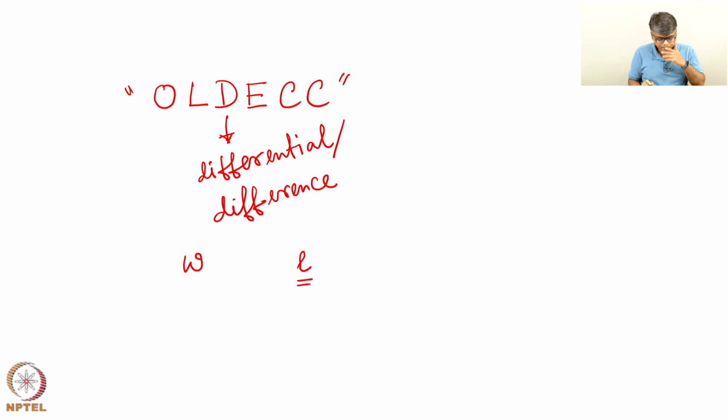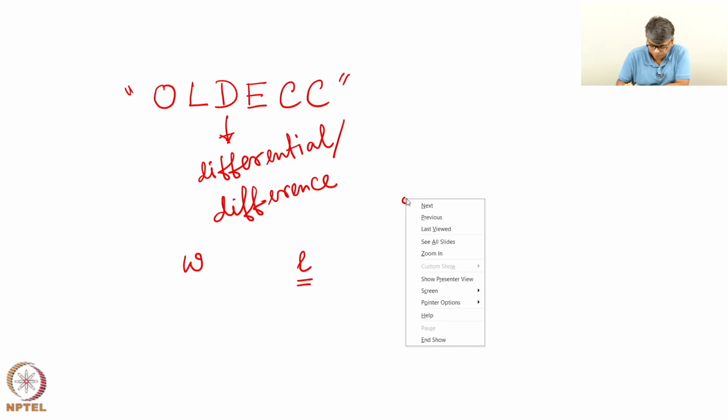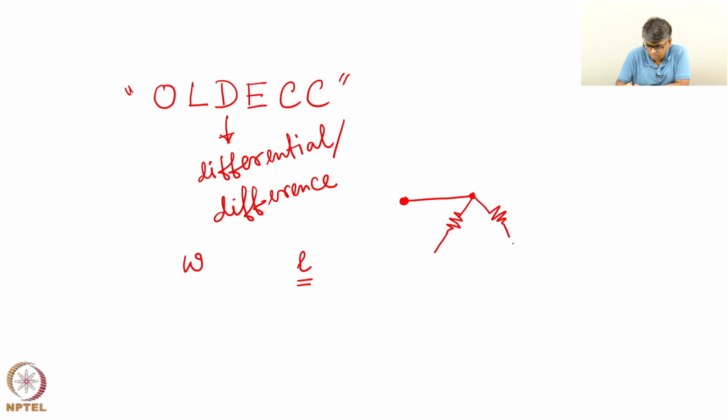What do we mean by that? Well, sometimes when we are modeling a system, for example, this Wheatstone bridge circuit that we have been looking at quite often.